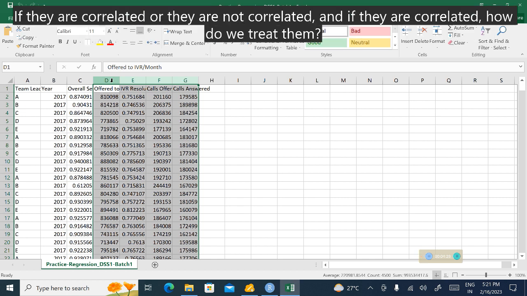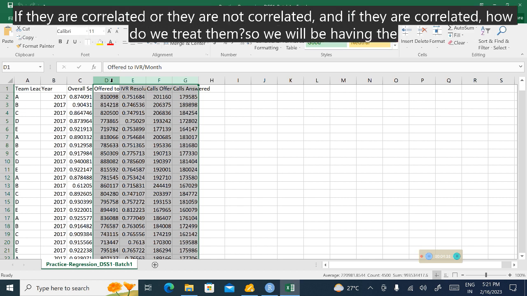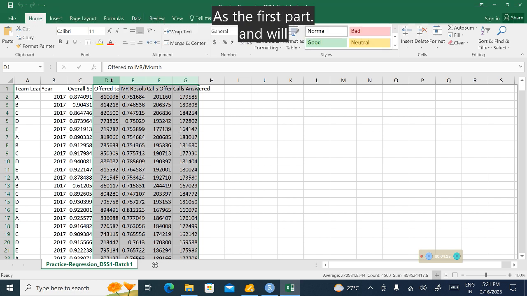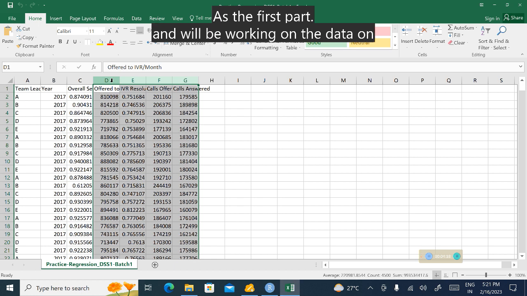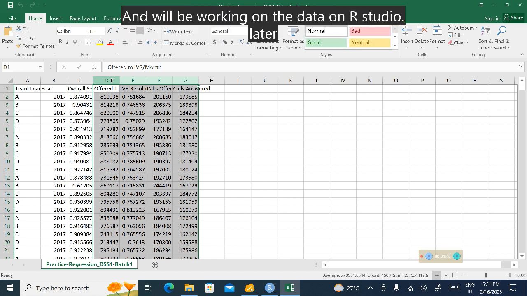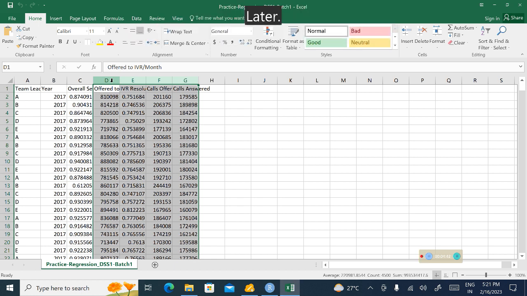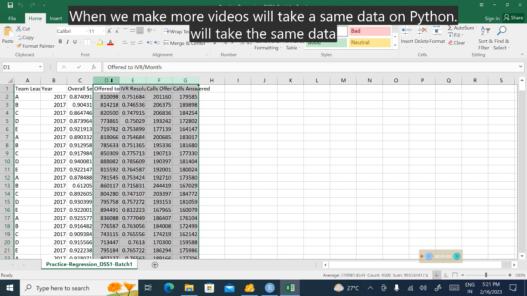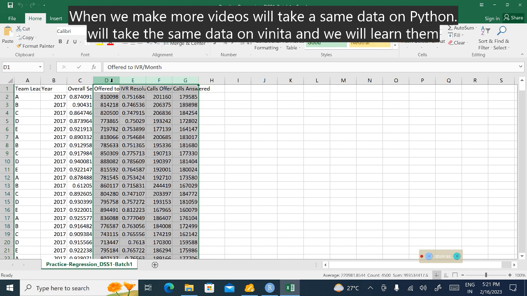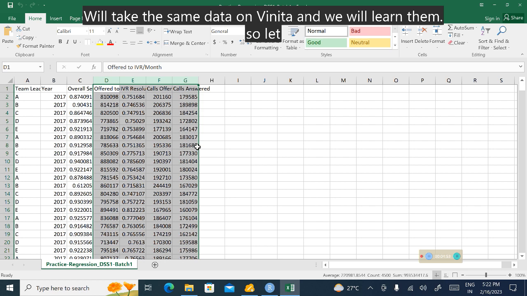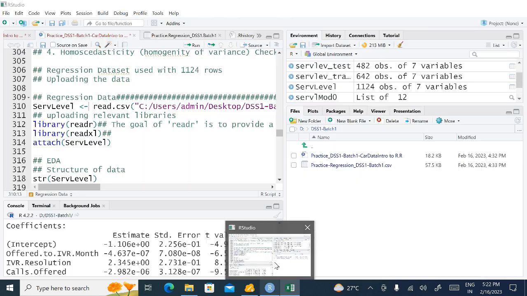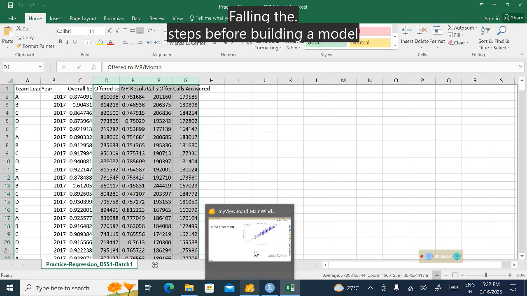So, we'll be having a short lesson as a first part, and we'll be working on the data in RStudio. Later, when we make more videos, we'll take the same data in Python, we'll take the same data in Minitab, and we'll learn them. So let's look at the steps. Following the steps before building a model is very important.